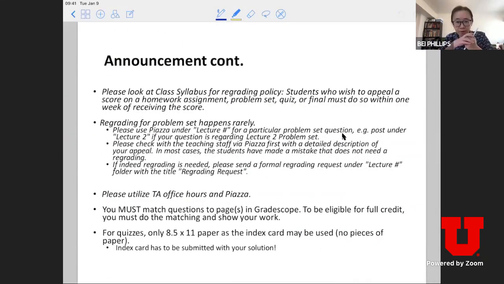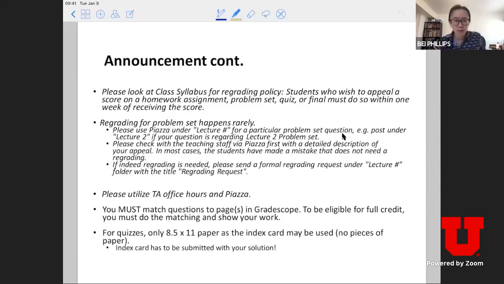So further, there has been some question regarding regrading policy. The syllabus has been updated. Again, if it's a regrading request for your homework or your quiz, you need to submit your regrading request through Gradescope within 1 week of receiving your score. However, with the online lecture problem set, because it's automatically graded by Canvas, the regrading process is a little bit more involved, but here is what it is.